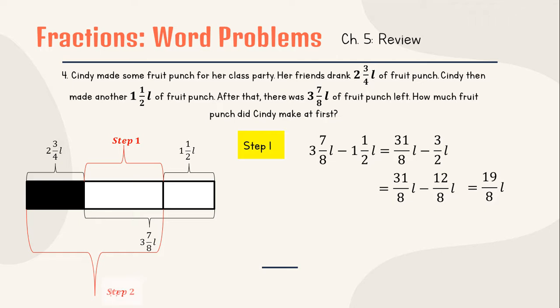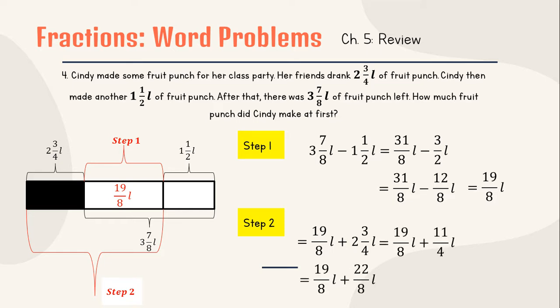After that, we know that this is 19 per 8. And then step 2 will be this and this. So what is that? 19 per 8 plus 2 3 per 4. Once again, if you have a mixed number, make it into a fraction. 19 per 8 plus 11 per 4 equals, that's it, 41 per 8. And then make it into the simplest form, which is 5 1 per 8 liters. So Cindy made 5 1 per 8 liters at first.